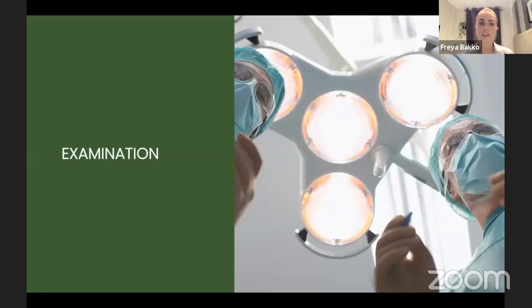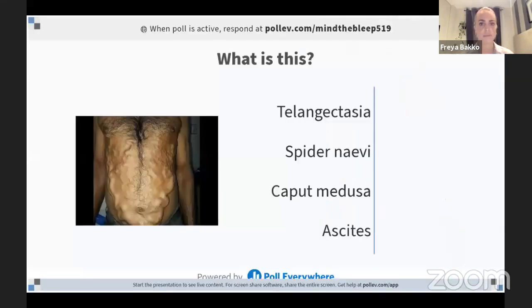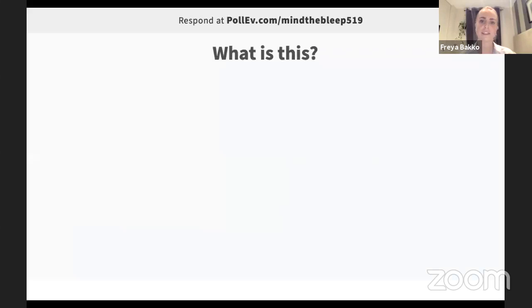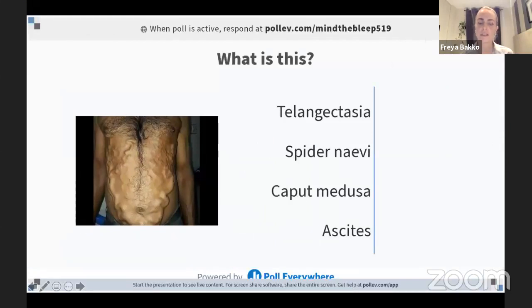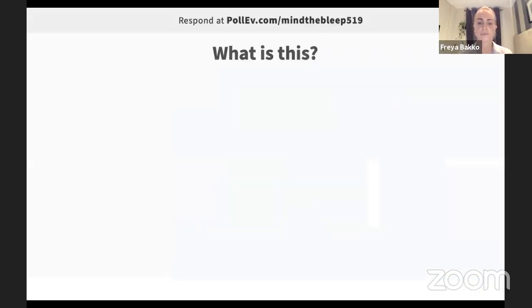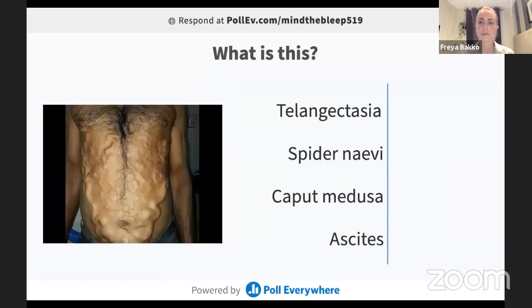So now you want to move on to your examination after you've got your full history. So we're moving on to our first question. We've got a photo here of an abdomen with quite distended, dilated veins. So the question is, what is this? Is it telangiectasia, spider nevi, caput medusa, or ascites? I'll give you some time to answer this question and we'll get back to the answers shortly.